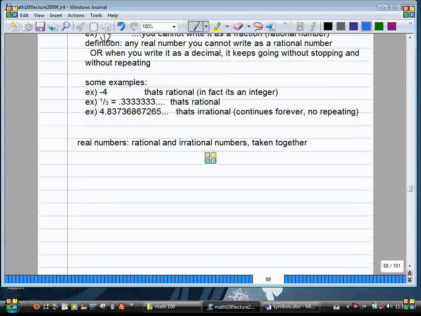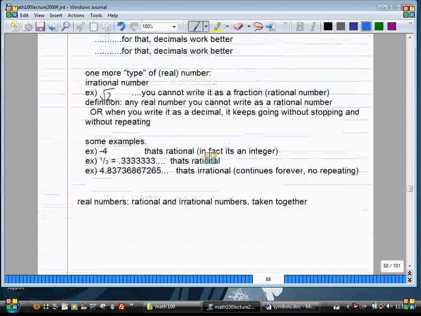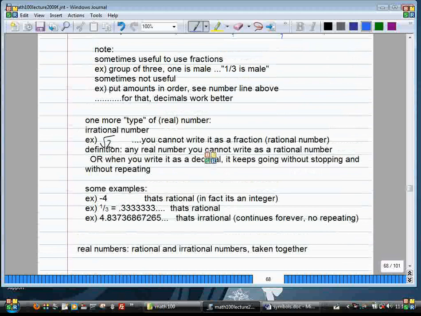Okay. So, any questions on these parts? Isn't there a fraction equivalent to pi though? 22 over 7 is not equivalent to pi. 22 over 7 is an approximation for pi that is often used, but it is not equal to pi. Period.